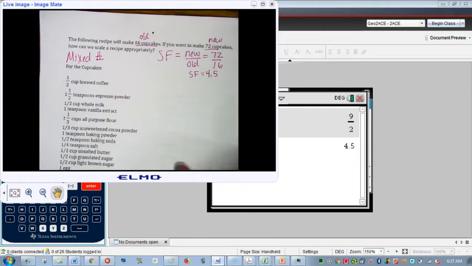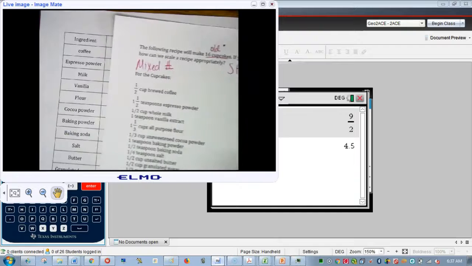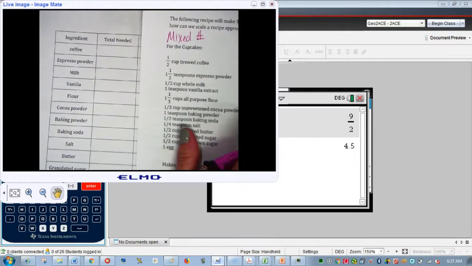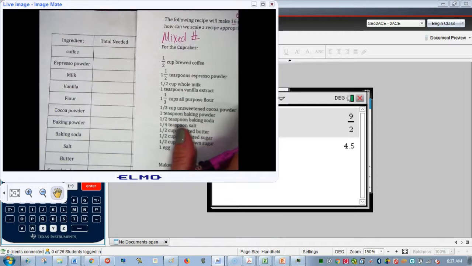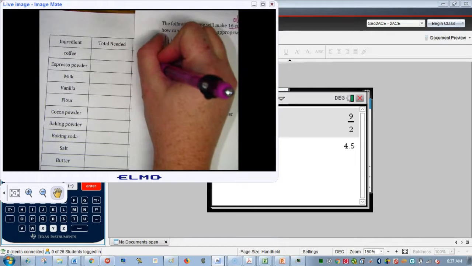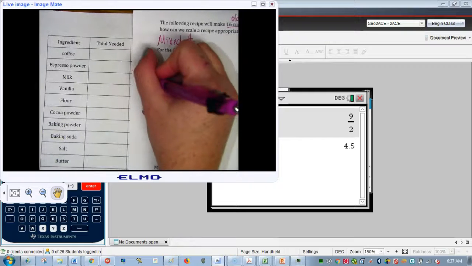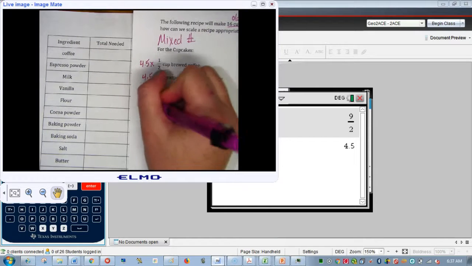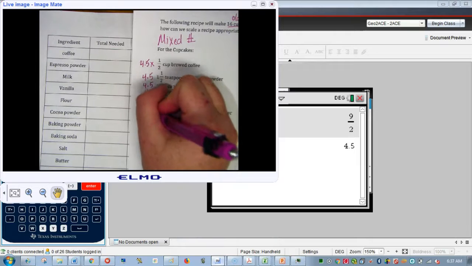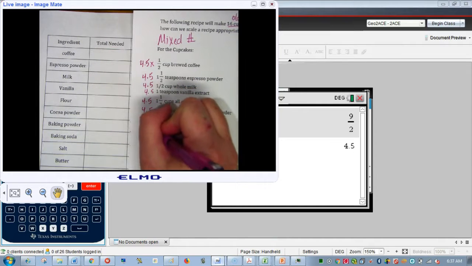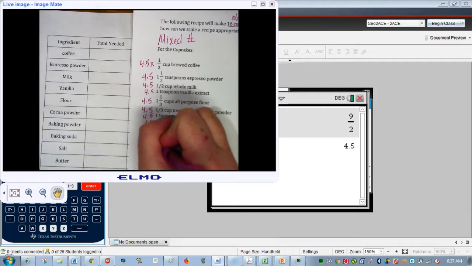So what I'm going to do is figure out what I need for this recipe. I am literally taking every value here and multiplying it by 4.5. I'm taking every single value. That's what a scale factor is. It's what you need to multiply to get the amount that you're trying to achieve. So for everything, it's 4.5.